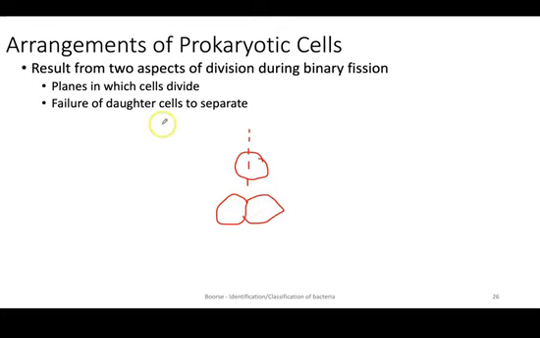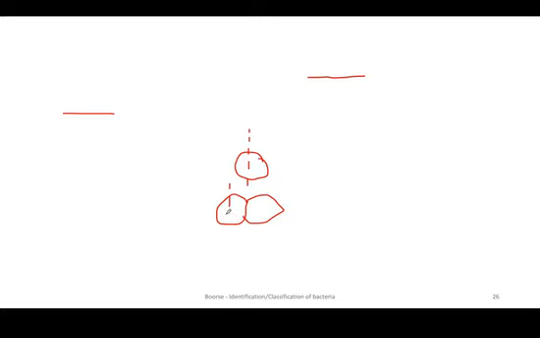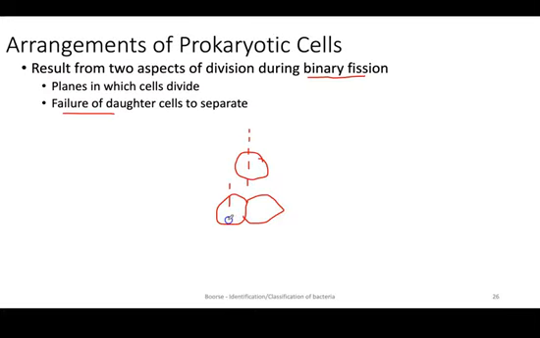And so arrangements are determined by two things during binary fission. One is if the bacteria fail to separate, you generate arrangements. And then also how the planes of division occur. So what I mean by that is if another round of division occurs and the planes go in this direction again, if they go vertically again, then you get a specific arrangement that we'll see on the next slide. Or if you get division happening on this more horizontal plane, then you get a completely different arrangement.